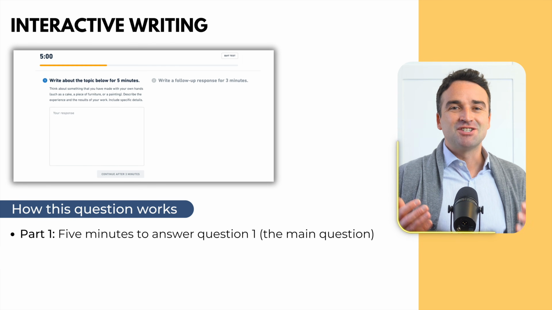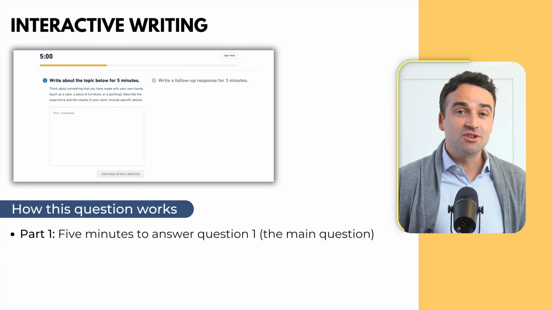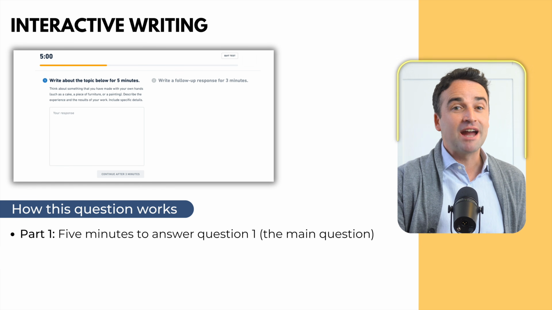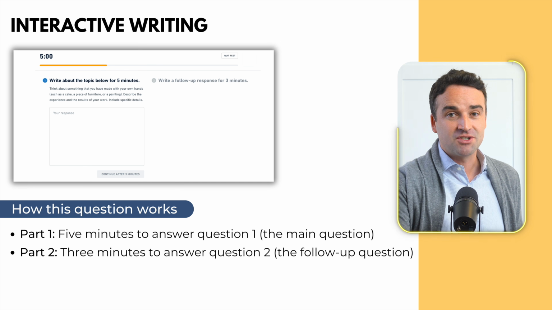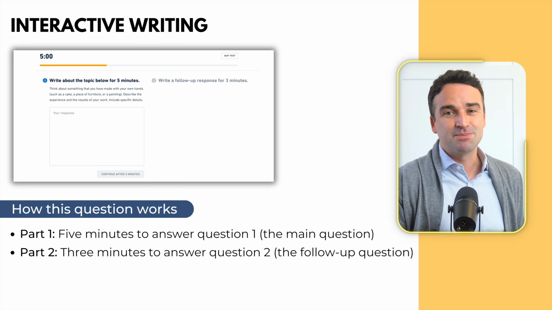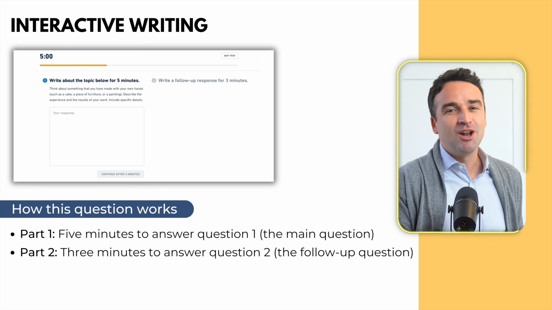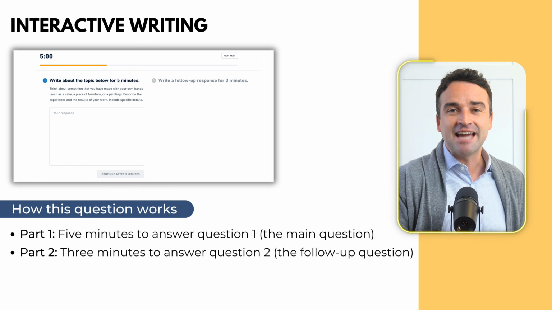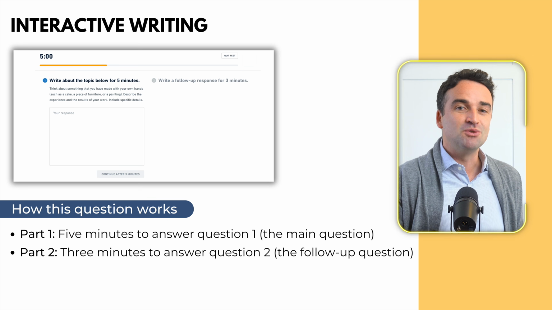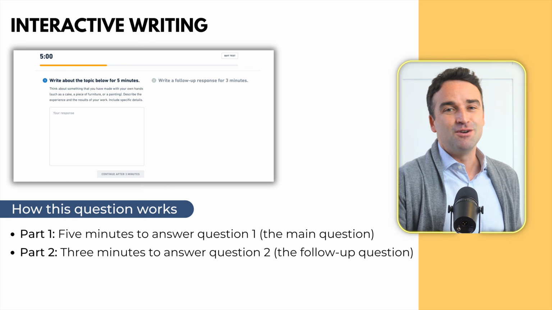Before we dive into these tips, let's just quickly review what the interactive writing question type involves. This is actually quite a unique question, so how does it work? Interactive writing has 2 parts. First, you'll see a question prompt and you have 5 minutes to write your response. Then, after those 5 minutes, you'll get a follow-up question, and you'll have 3 minutes to respond to that. While you're answering the follow-up question, you can still see your original first response, which you can use to guide you. However, you are not able to go back and change or edit your first response.